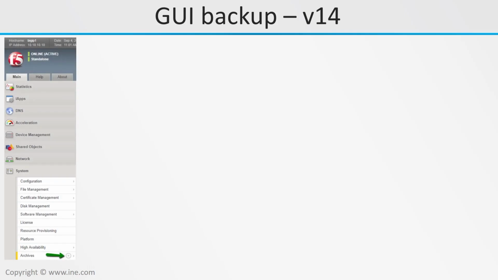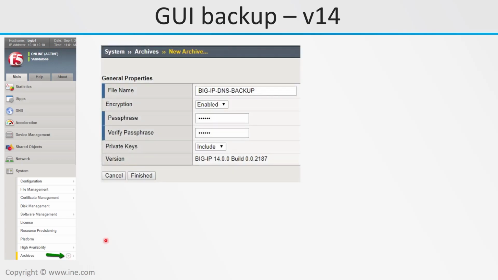Okay, so let's run through a GUI backup in version 14. We'll start by going to the GUI and going to System, Archives, and you can click the plus sign here to right away enter the UCS information to create a new archive. You can also click on just Archives to see the full list of what your already created archives are.